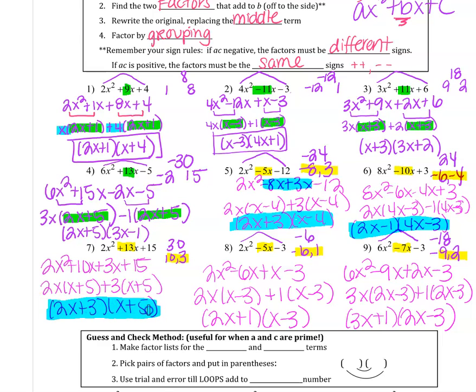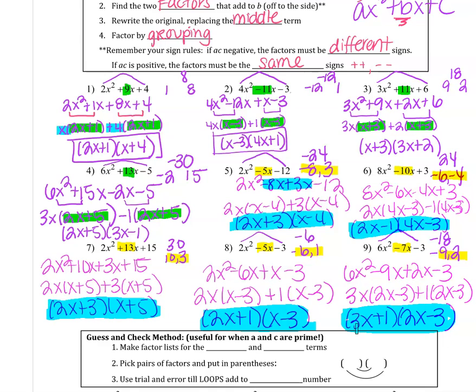Number 7 was 2x plus 3, x plus 5. Number 8 was 2x plus 1, x minus 3. This one was fun. I was factoring out a 1 at this step to help me get a common binomial of x minus 3. And then same thing here for 9. Our final answer is 3x plus 1, 2x minus 3.